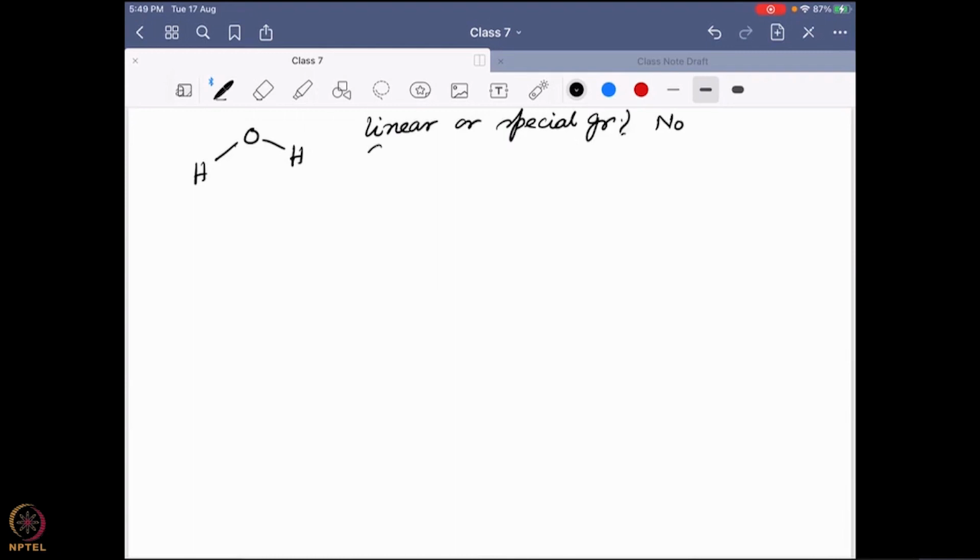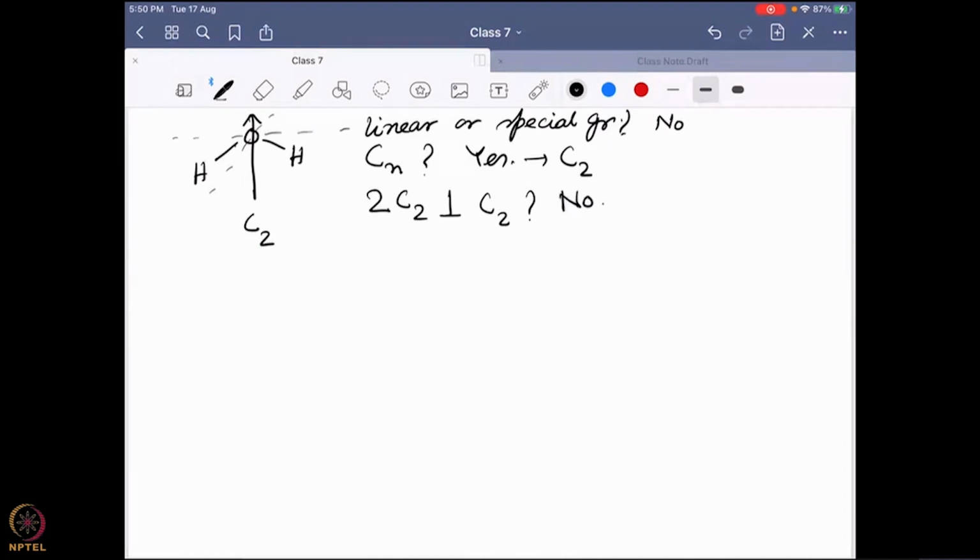So then we go directly to: do you have any Cn? Over here you have a C2 axis present in this molecule. That means you rotate it 180 degrees. So the answer is yes, you have a C2. Then the next question you ask is: do you have two C2 axes perpendicular to that C2? If it has to be there, it should be somewhere around here or here, and you can see there is no other C2 present in the molecule. So this molecule doesn't belong to the dihedral point groups, the D point groups. The answer is no.